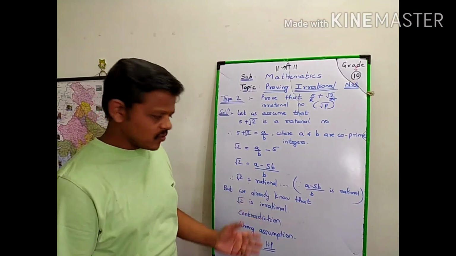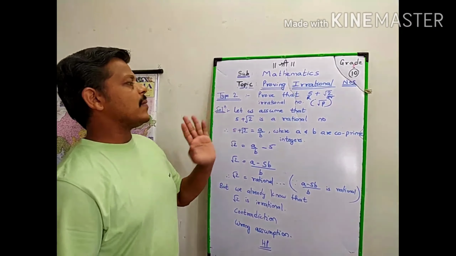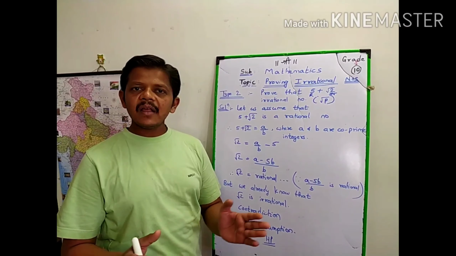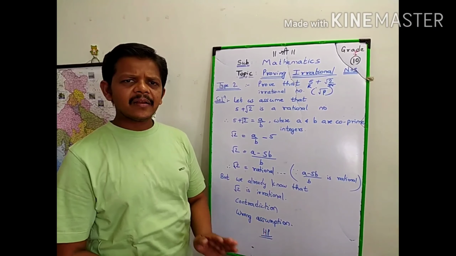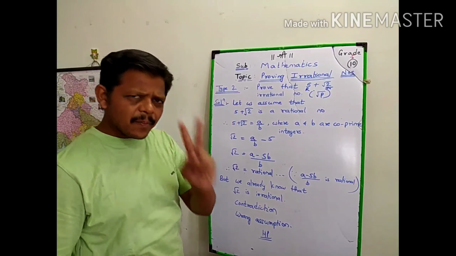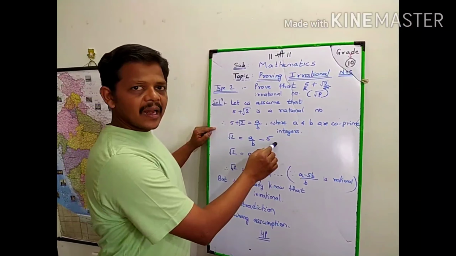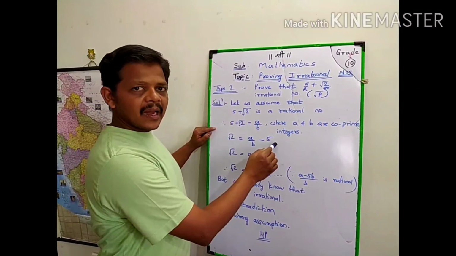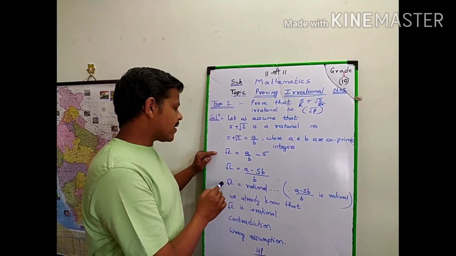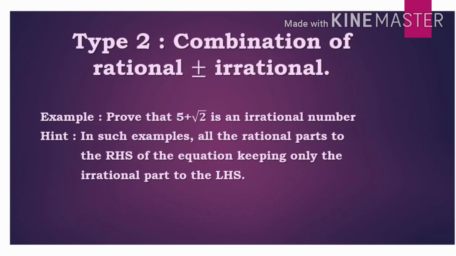Therefore our assumption is wrong, and therefore 5 plus root 2 is an irrational number. Very simple, part 2, type 2. You just have to transpose the rational number to the right hand side. Left hand side remains irrational, but right hand side becomes rational, and irrational can never be equal to rational. That is a contradiction. That's all for type 2.